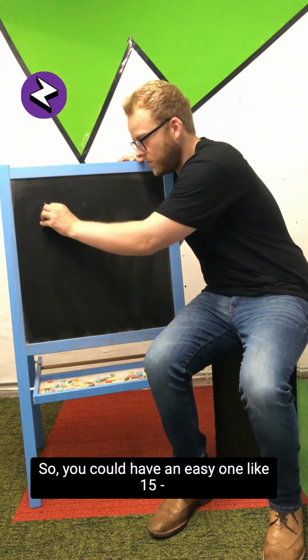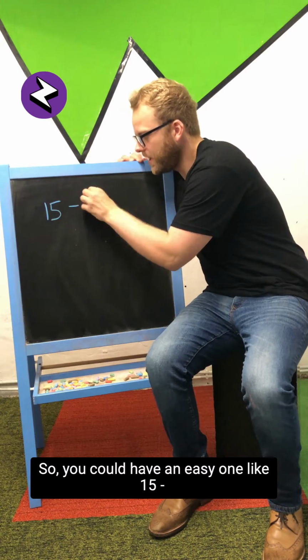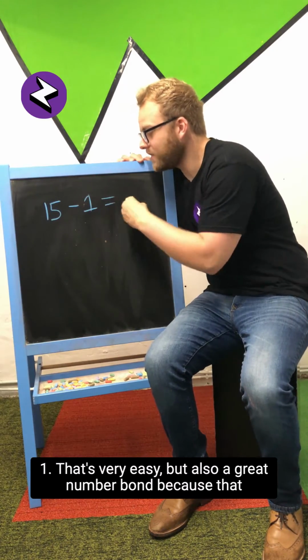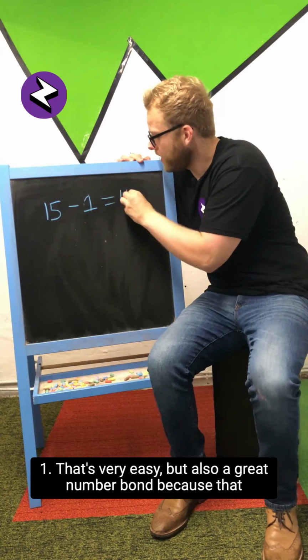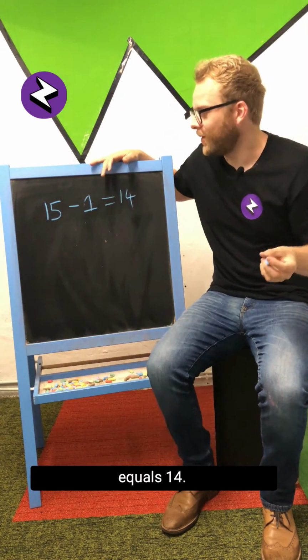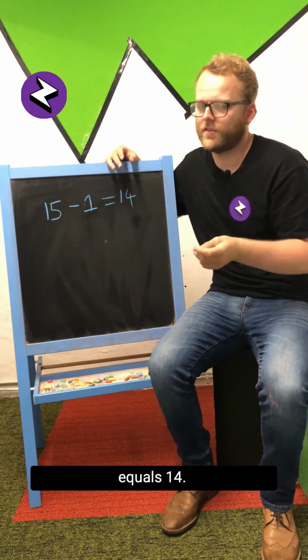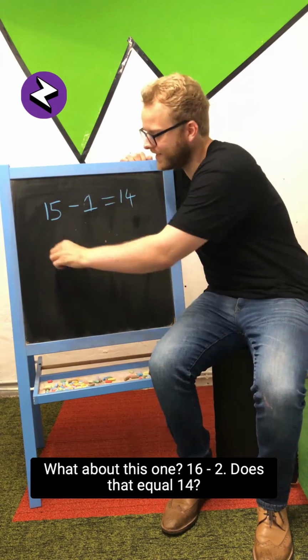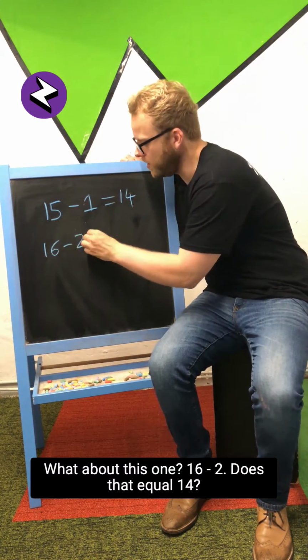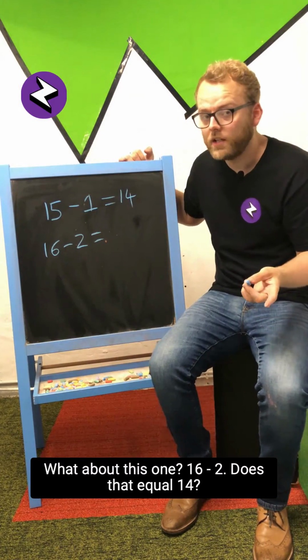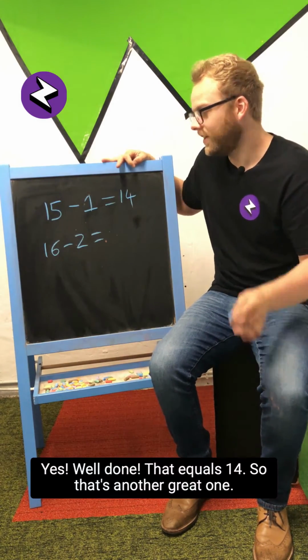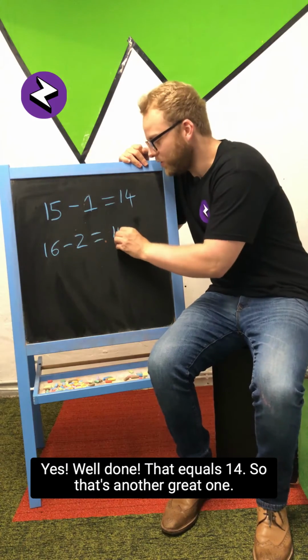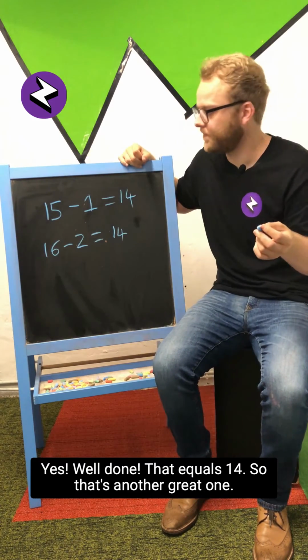So you could have an easy one. Let's start off with 15, take away 1. That's really easy, but also a great one, because that obviously equals 14, because we're only subtracting 1. It's very easy to work out. Okay, what about this one though? If I went 16, take away 2, does that equal 14? Yes, well done. That equals 14, so that's another great one.